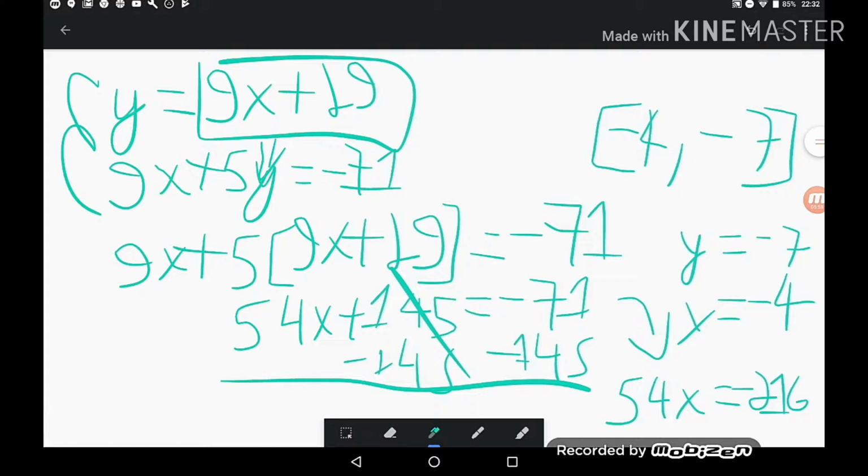So negative 4 times 9 is negative 36. And that negative 7 you plug in for y. So 5 times negative 7 is negative 35. So that will be negative 36 minus 35, which gives you negative 71. And so we know our solution is true, therefore the solution to the problem is negative 4, negative 7.